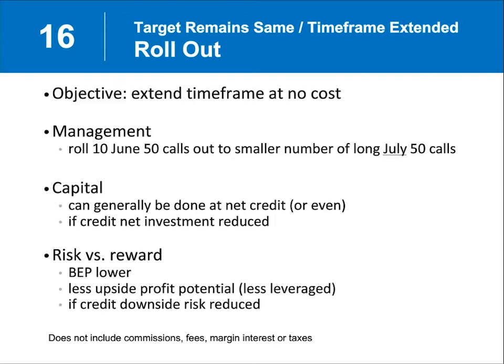We'd have a debit and an increased cost to our investment. So if we change and we buy a fewer amount of July 50 calls, we can do so maybe at even money or maybe with a slight credit. We're going to change the risk profile completely and lower our break-even point and decide just how many July 50 calls do we want to buy.